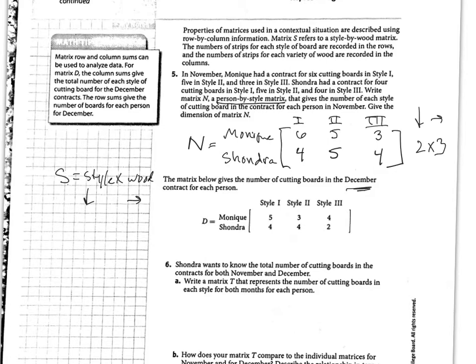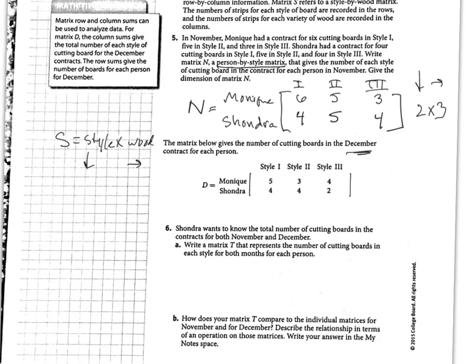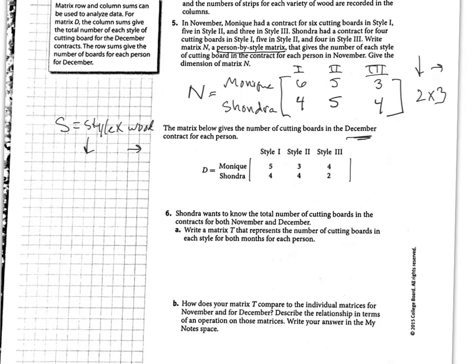And so now we want to find out the total number that they had for their orders for November and December. So we're going to write matrix T for total. And we have Monique and Chandra. And then we have style 1, 2, and 3. So Monique had to make a total of 5 and 6, so a total of 11 style 1s. Style 2, she had to do 3 and 5, so that's 8. Style 3 is 4 and 3, so that's 7.